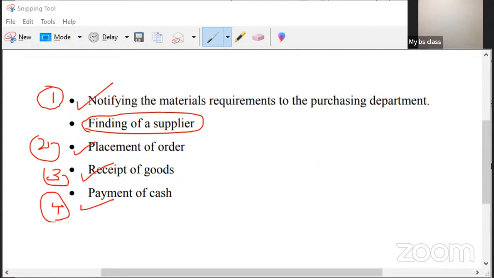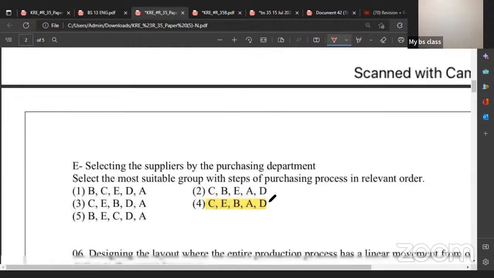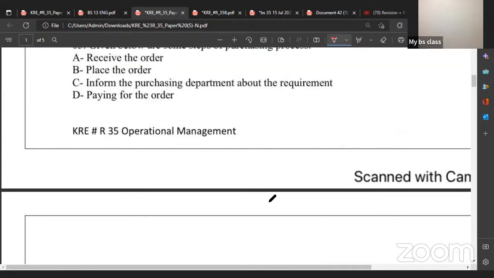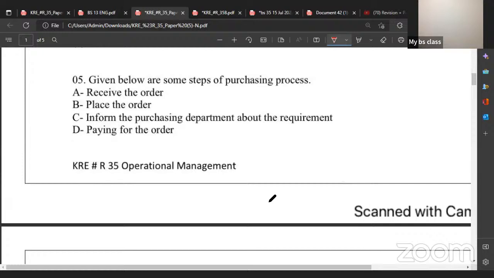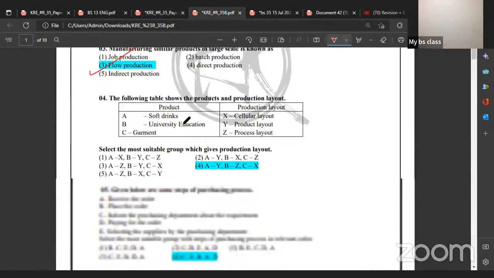Now, as far as we are concerned, this one they have provided. So we can go with option number 4, right? So C, E, and B, A, D. Yes. So question number 5, going into option number 4.